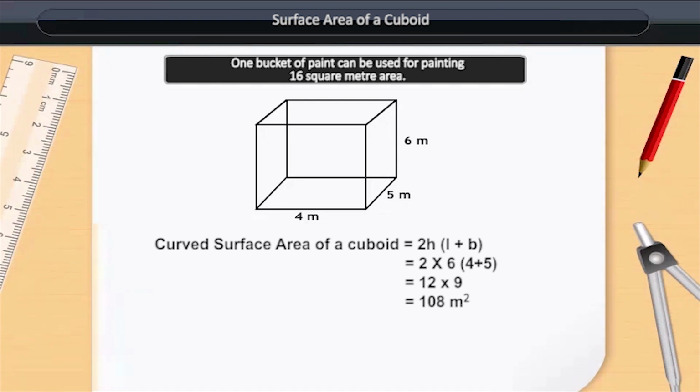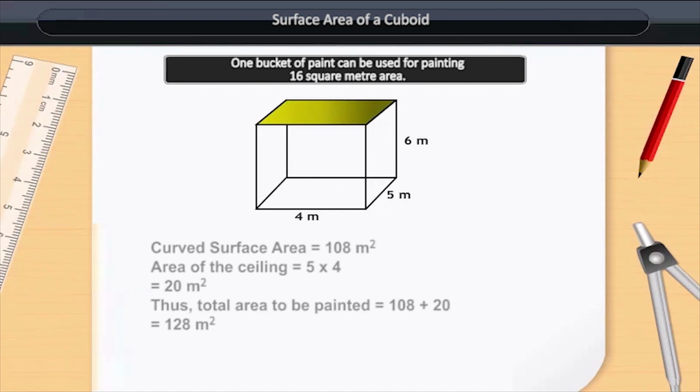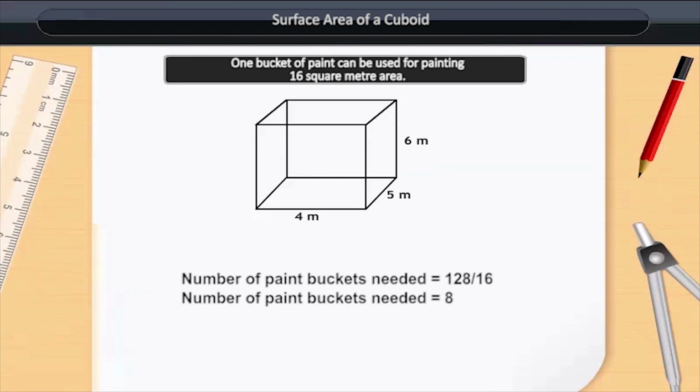On replacing the values of L, B and H, we get 2 multiplied by 6 into, within brackets, 4 plus 5, which is 12 multiplied by 9 or 108 square meter, and the area of the ceiling is 5 multiplied by 4 or 20 square meter. Thus, total area to be painted is equal to 108 plus 20, which is equal to 128 square meter. Therefore, number of paint buckets needed is equal to 128 divided by 16, that is 8 buckets.